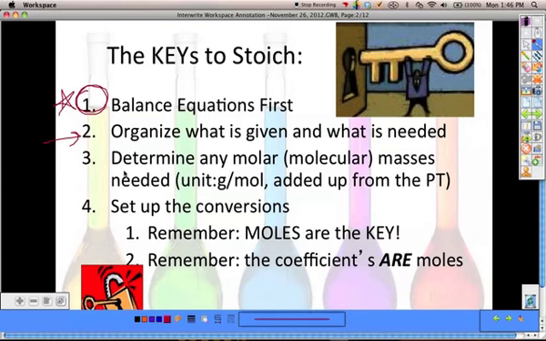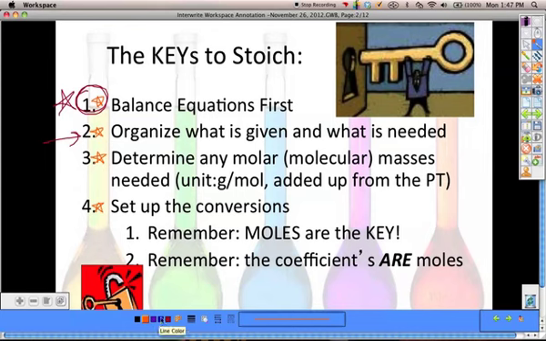We're going to determine any molar or molecular masses that are needed. And the units for those, we've done this before, gram per mole, and we add it up by looking at the periodic table. So we've done balancing before, we've done organizing in our life before, we've figured out these molar masses before, and we've done some of these conversions before as well.